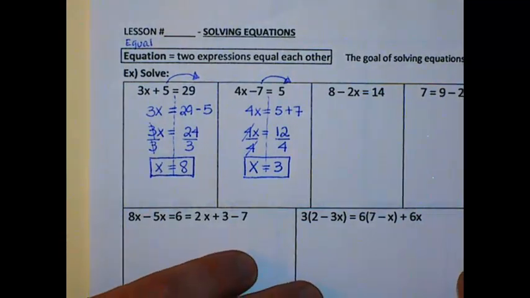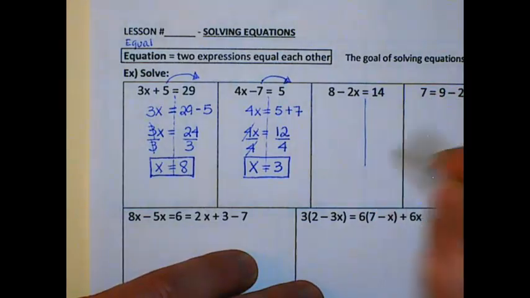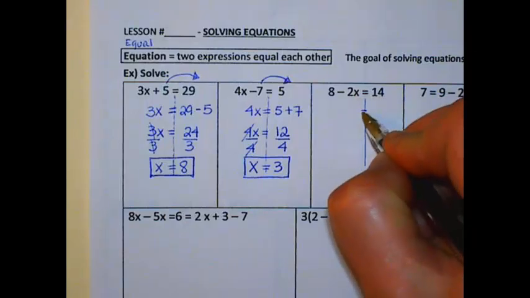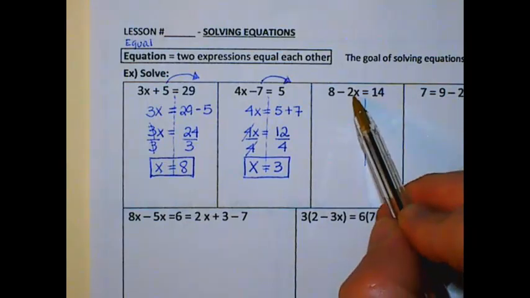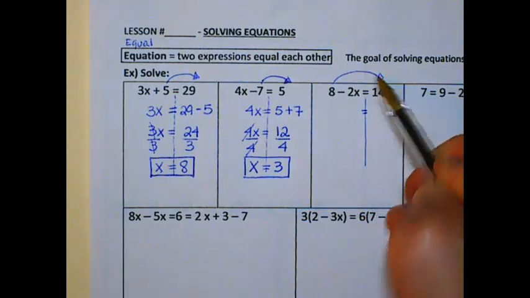Alright, let's go on to the next problem. Let's put a border down. It's a reminder that here's one side, here's the next. We want to get the x alone, so we're going to move that 8 to the other side.